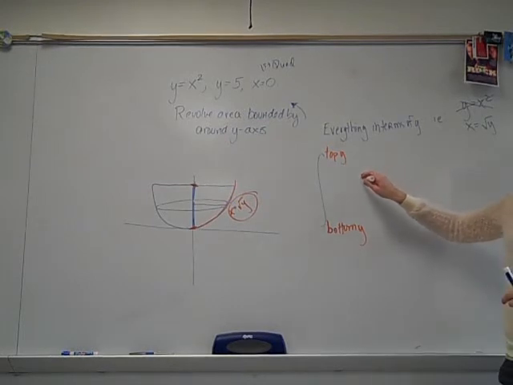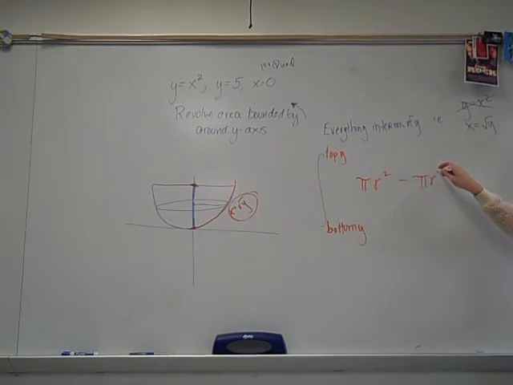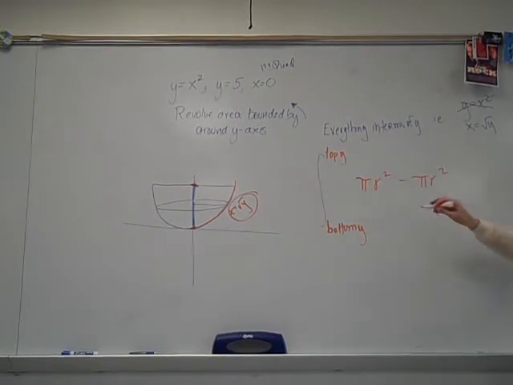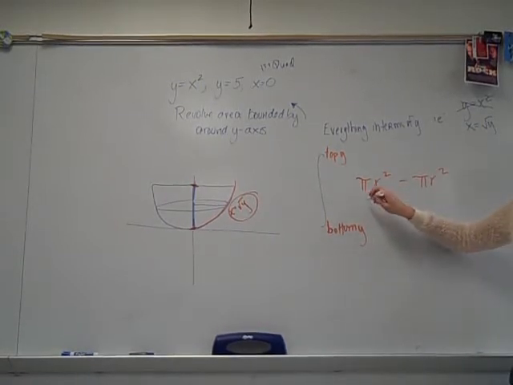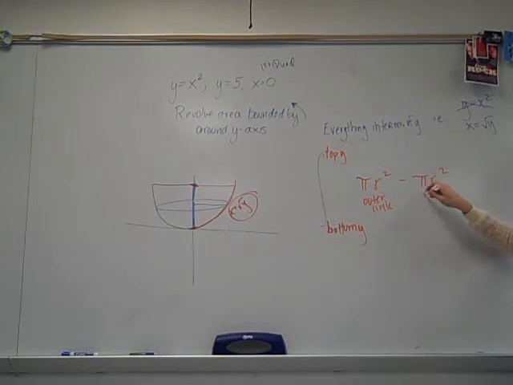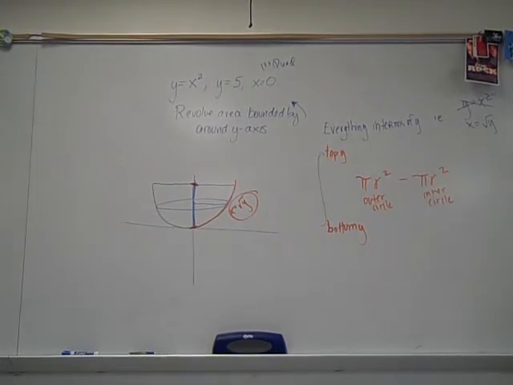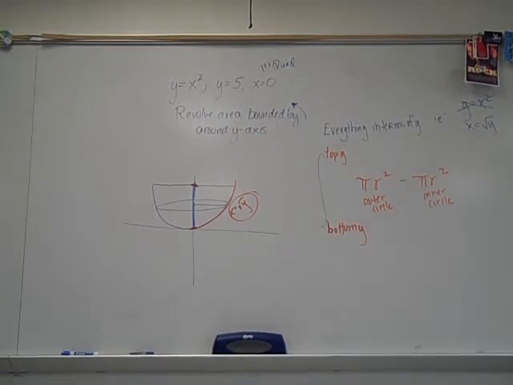So I'm still thinking about this as pi r squared minus pi r squared, if there was an inside. Just think of it as the outer circle and the inner circle, which is the same way you thought about it before. But now it's just horizontal instead of vertical.